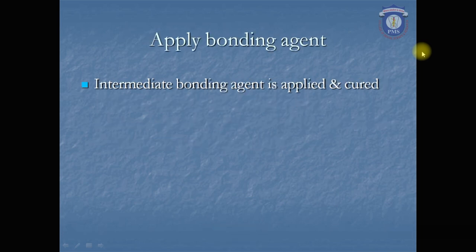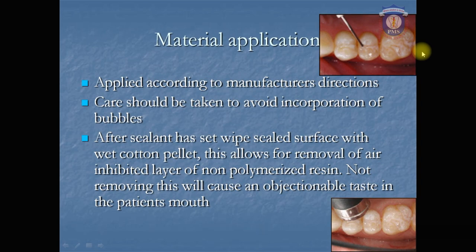Apply bonding agent. Intermediate bonding agent is applied and cured. Material application, this is the highlight part. It is applied according to manufacturer directions. Each material comes with different instructions. Care should be taken to avoid incorporation of bubbles. After the sealant has set, wipe the sealed surface with a wet cotton pellet. This allows removal of the air-inhibited layer of non-polymerized resin. Not removing this will cause an objectionable taste in the patient.